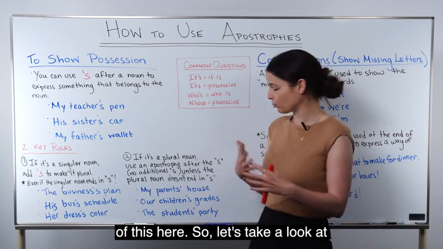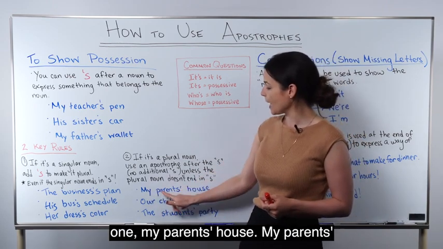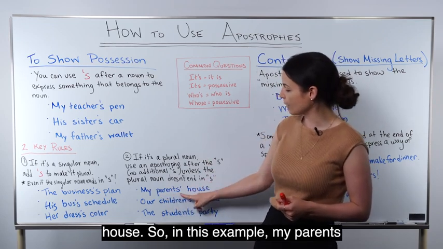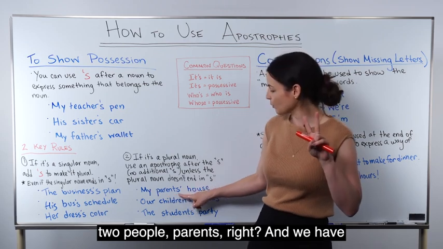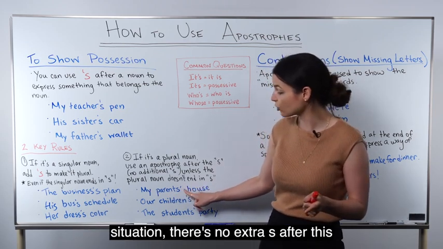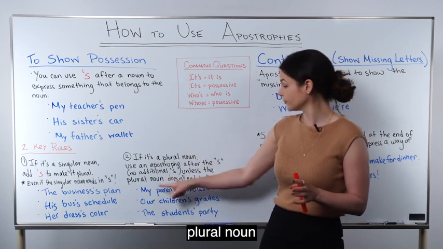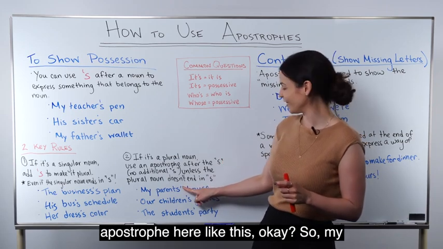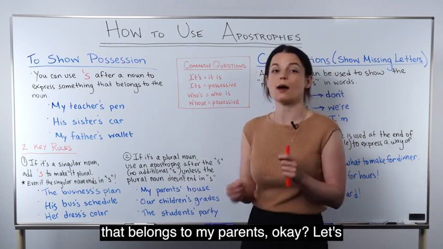So let's take a look at these kinds of examples that we have and break down what's happening. So first one, my parents' house. In this example, my parents is the noun. This is the plural noun, two people, parents, right? And we have an apostrophe after the S. In this situation, there's no extra S after this because it follows this rule. So the plural noun, parents in this case, just gets an apostrophe here like this, okay? So my parents' house. This shows the house that belongs to my parents.